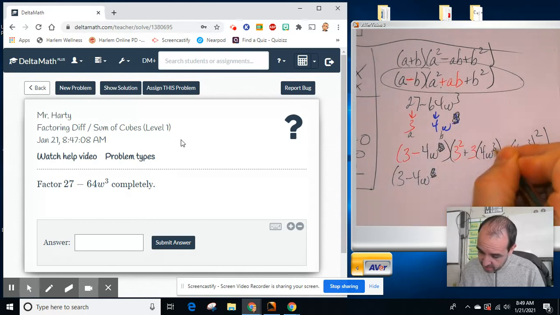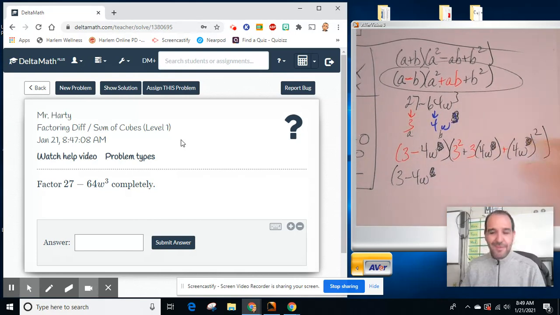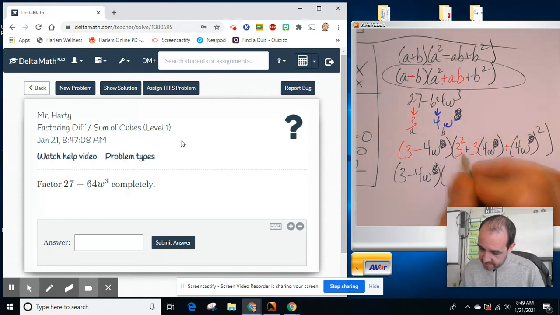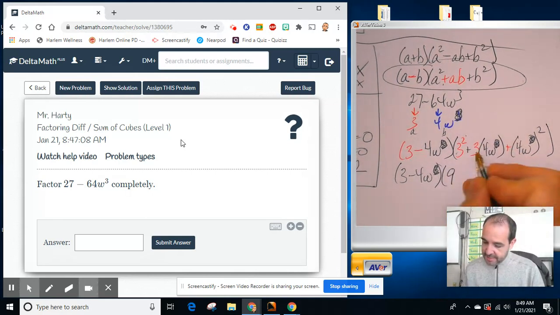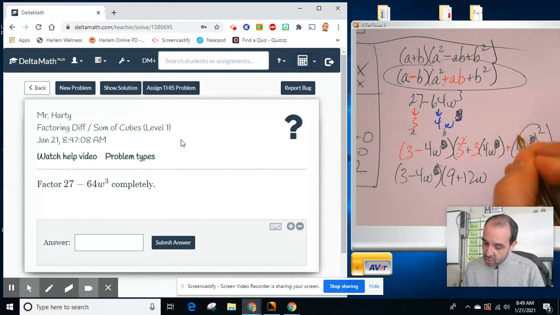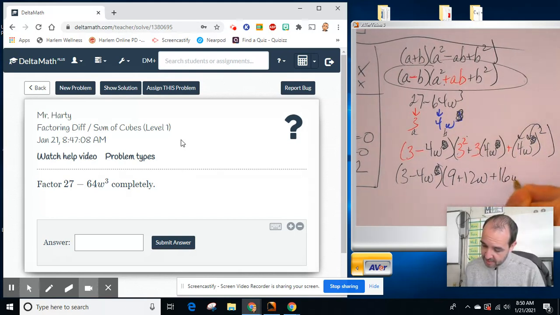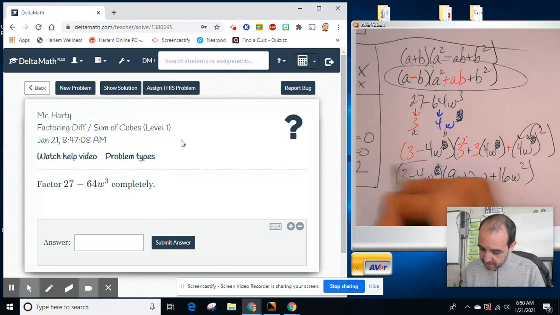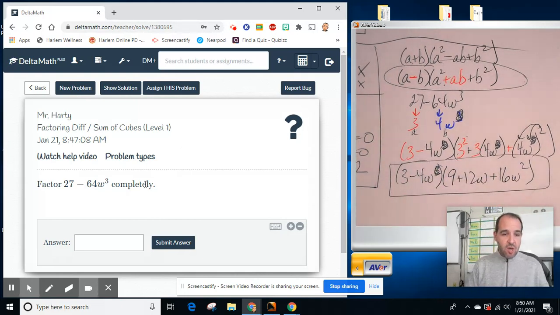Hey, at least I figured this out a little bit sooner. Again, that's why I do these live, because I wanted to go through some of the same things you would go through. So, okay, error made, fixed. 3 squared is 9. 3 times 4w is 12w. And this squared goes to the 4 and the w here. So 4 squared is 16w squared. Nice thing about sum or difference of cubes, you never have to worry about, is there another step? It's just put it in the form, and I'm done.